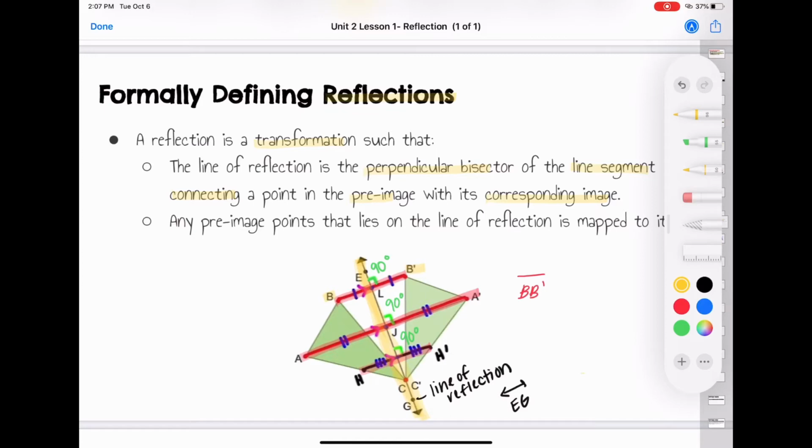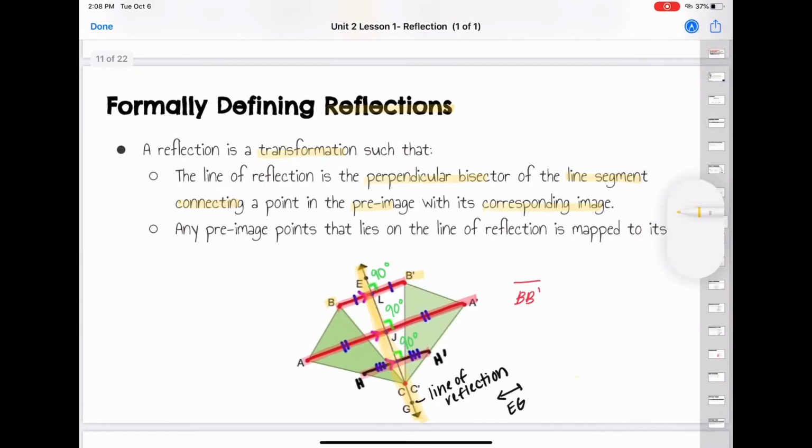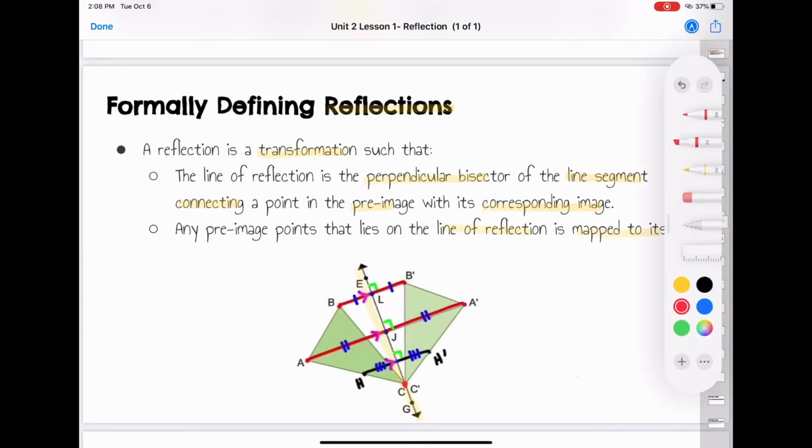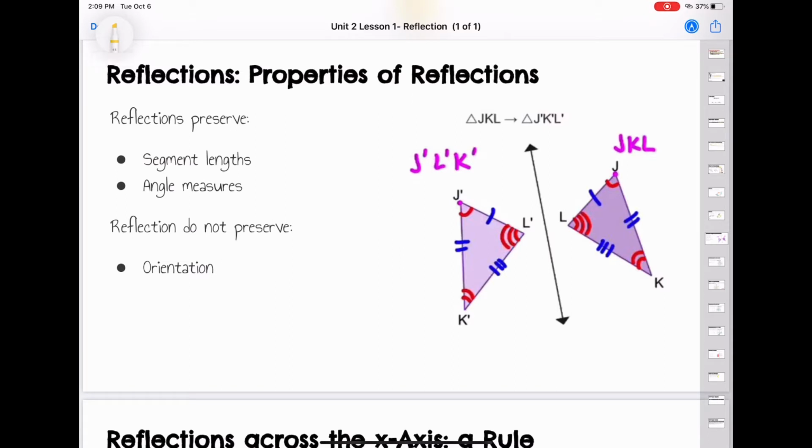A reflection is also a transformation such that any pre-image point that lies on the line of reflection is mapped to itself. C lies on that line of reflection, and so that means that C prime will also lie on that line of reflection. What does that mean? Well, that C remains the same in both the pre-image and the image. Once again, if a point lies on the line of reflection, in this case line EG, then that point remains the same.